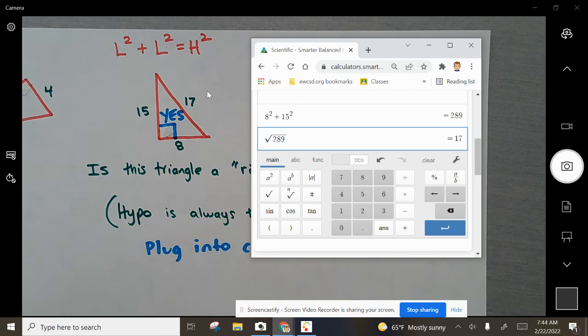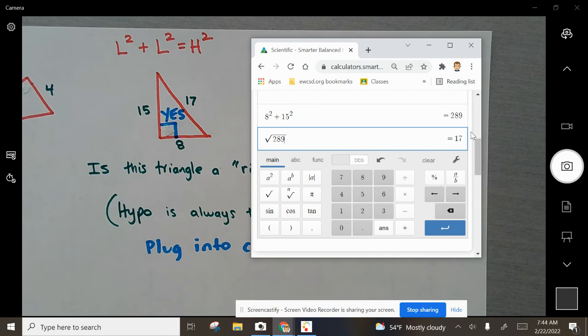So yes, and I would want you to even do this, boom, and put yes. Why does that make sense? Because all these numbers do work for the theorem. It works perfectly. You get your 17 as your hypo. All right, 8 squared plus 15 squared does equal 17 squared. All right, let's try the last one.